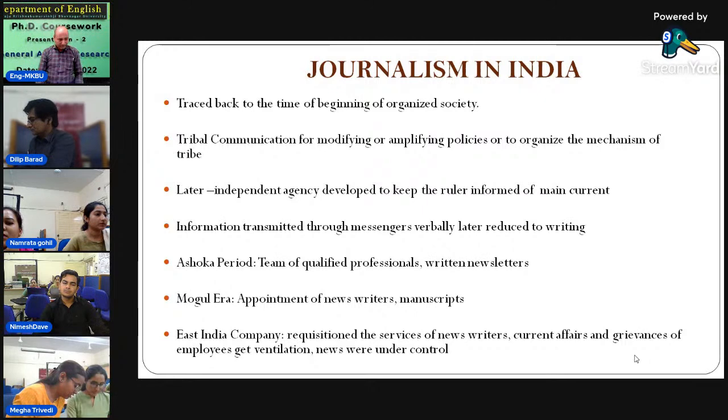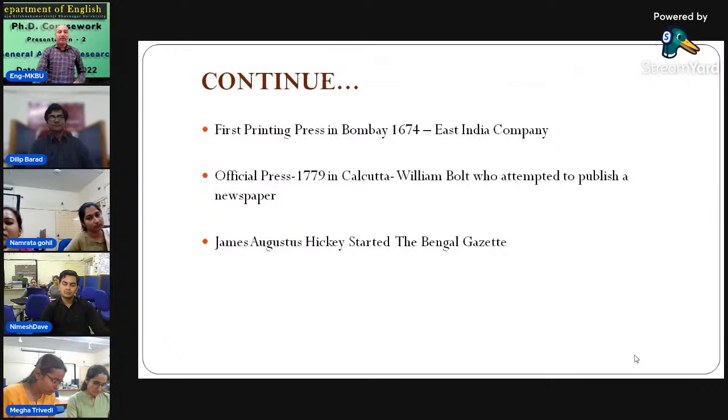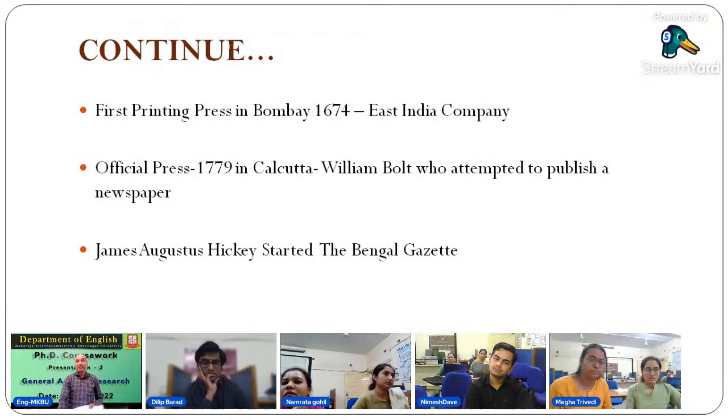In India, the first printing press was in Bombay, in 1674. Later on, an official press started in Calcutta, in 1779. It's a bit of an informative session. And James Augustus Hickey started the Bengal Gazette.